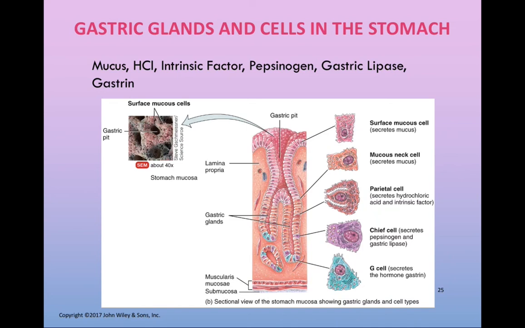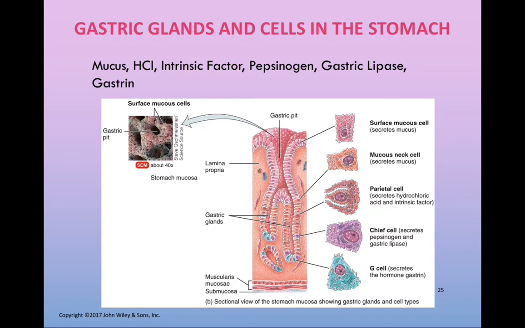There are 5 epithelial cells in the stomach, and they include the surface mucus cells, the mucus neck cells, the parietal cells, the chief cells, and the G cells. As their name suggests, the surface mucus cells and the mucus neck cells will be found toward the top of the gastric pits, and they will be secreting mucus that will coat the inner lining of the stomach, which protects the epithelium from the hydrochloric acid that's secreted by this organ.